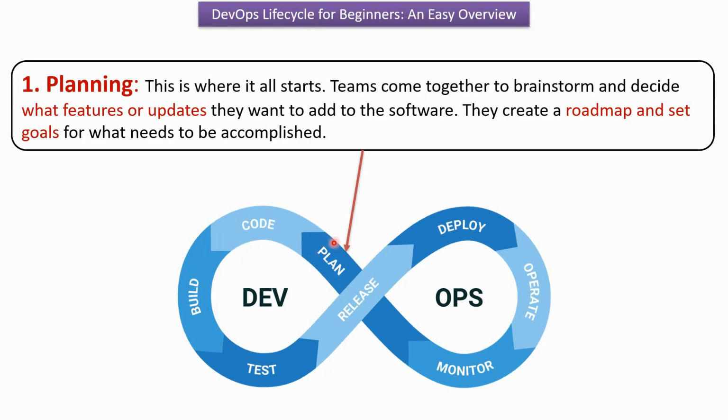Step 1 is plan. This is where it all starts. Teams come together to brainstorm and decide what features or updates they want to add to the software. They create a roadmap and set goals for what needs to be accomplished.